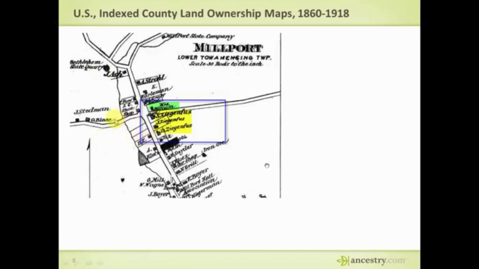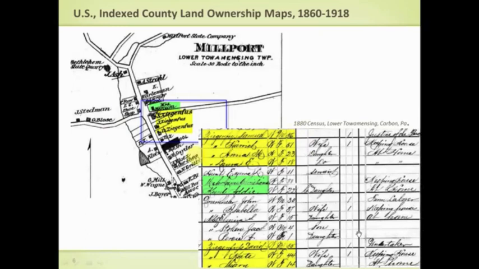What I like to do with this is it's kind of interesting to see. This is an 1875 map, and when I compare it to the 1880 census, now I can get a bigger picture of everything. I can use these two records together.